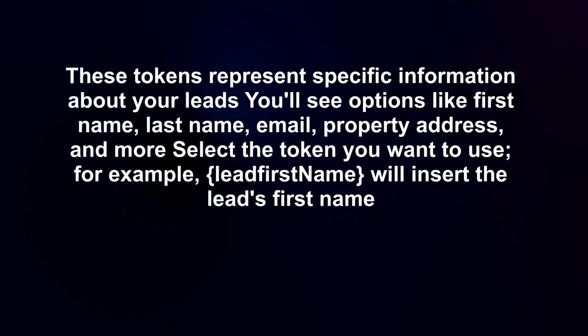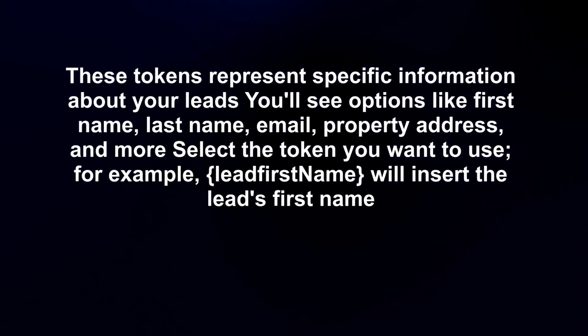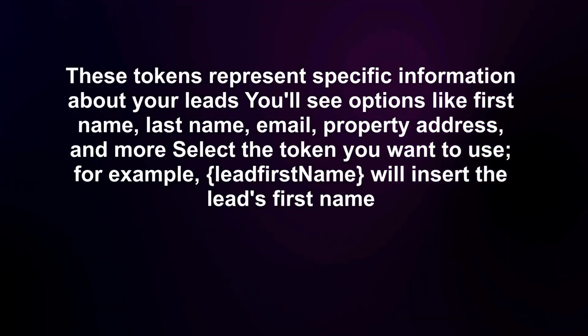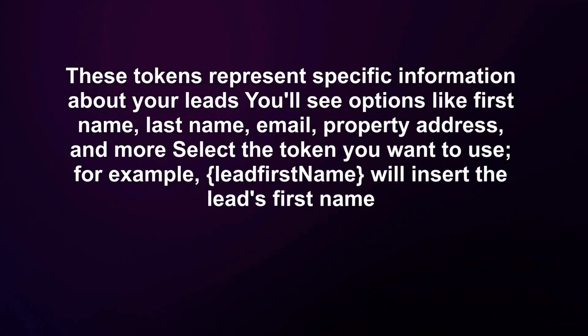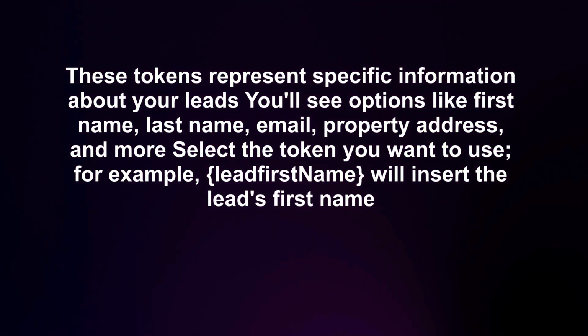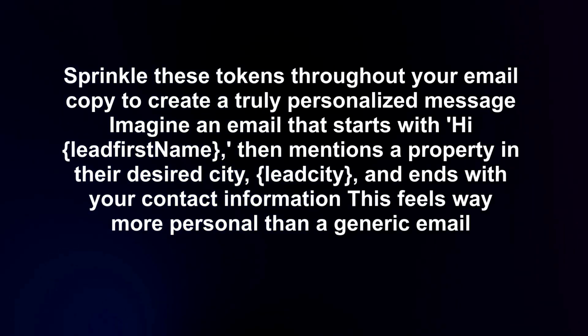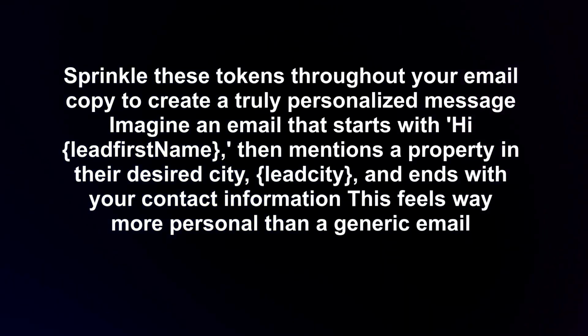These tokens represent specific information about your leads. You'll see options like first name, last name, email, property address, and more. Select the token you want to use. For example, lead first name will insert the lead's first name. Sprinkle these tokens throughout your email copy to create a truly personalized message.